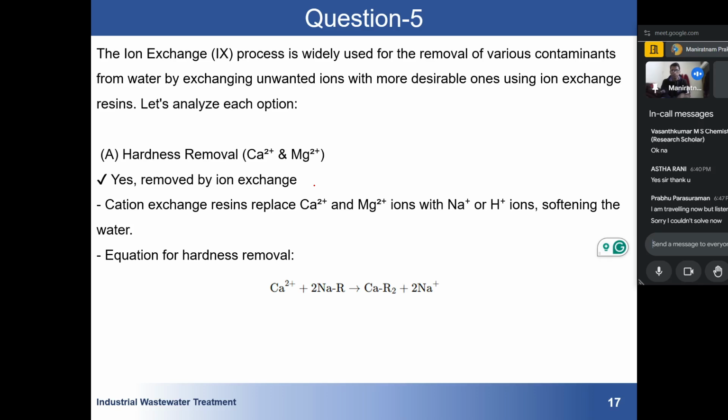Cation exchange replaces calcium and magnesium with ions such as sodium or hydrogen, softening the water, and this is a simple reaction. The reagent which contains ammonium is known as zeolite. The arrangement is very simple. What happened is that we have a system like this.